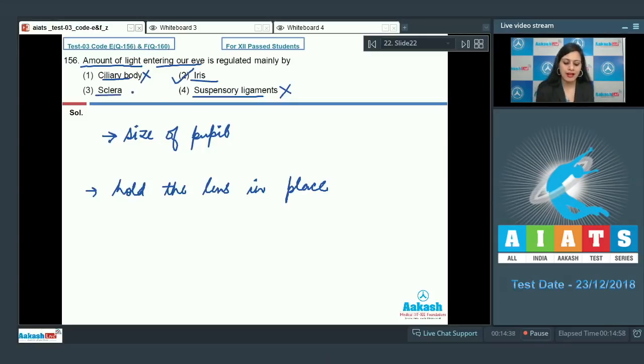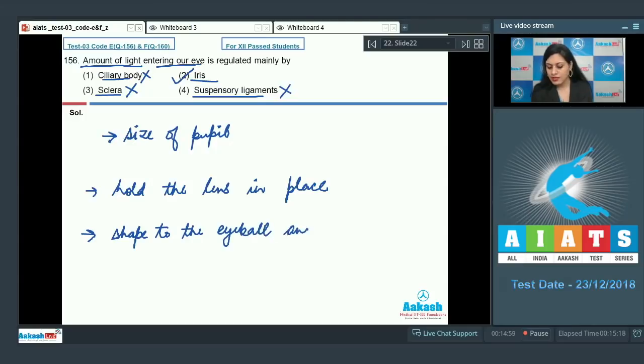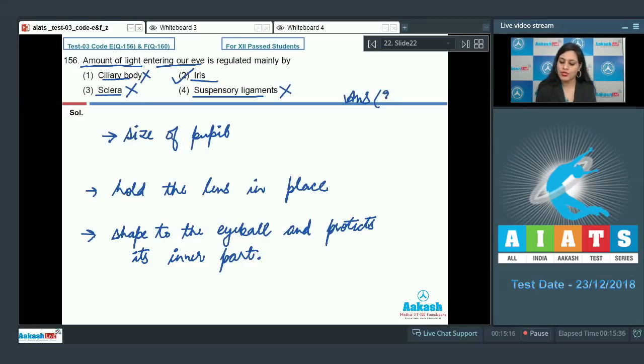The third option given is sclera, and this is also an incorrect option because sclera, the white part of our eye, gives shape to eyeball, and protects its inner part and does not play a role in regulating the amount of light entering our eye. So the correct answer for this question is option number 2. Let's proceed to the next question.